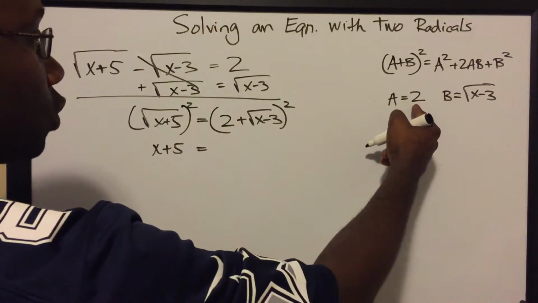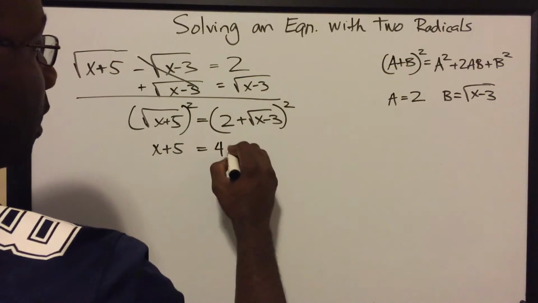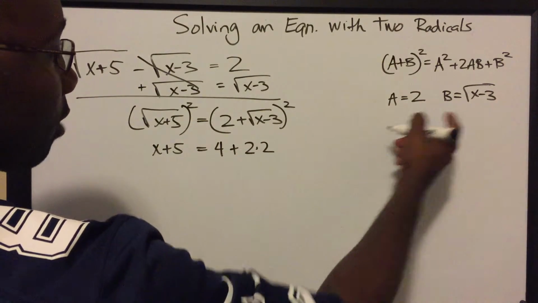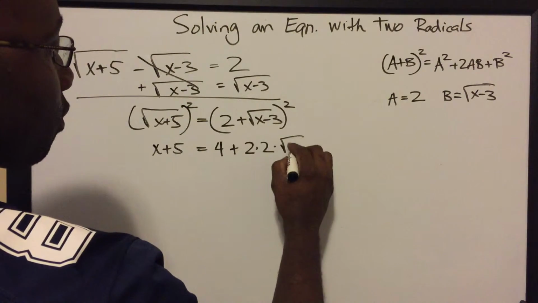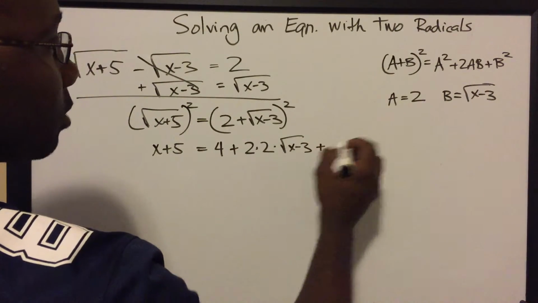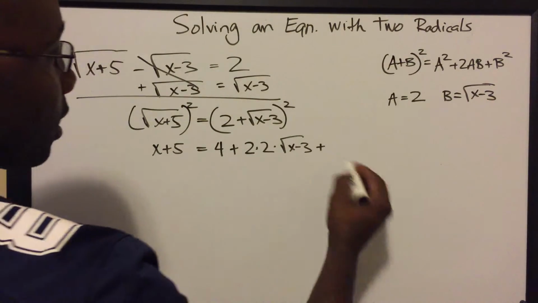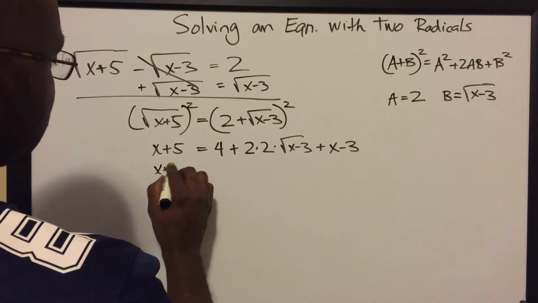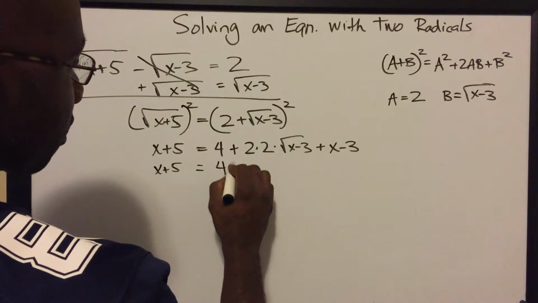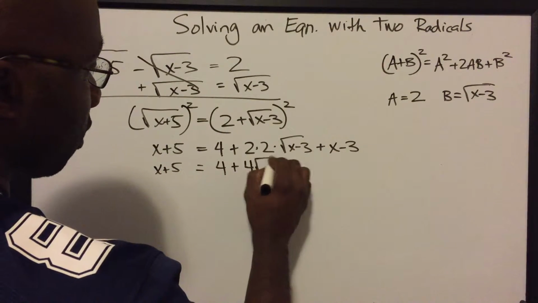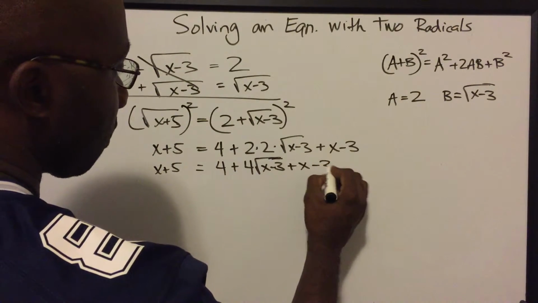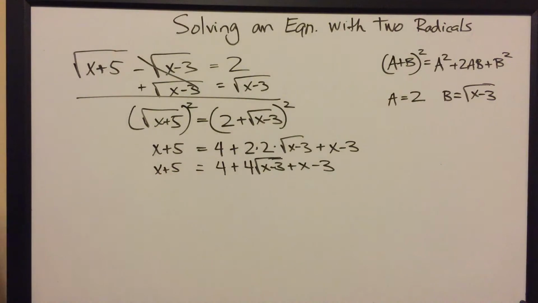So a squared, 2 squared, is 4, plus 2 times a, 2 times 2, times our b, the square root of x minus 3, plus b squared. The square root of x minus 3 squared is just x minus 3. So now that we have that, let's see what we can do here. Continue to bring our x plus 5 down. This is 4 plus 2 times 2, which is 4, times the square root of x minus 3, plus x minus 3.